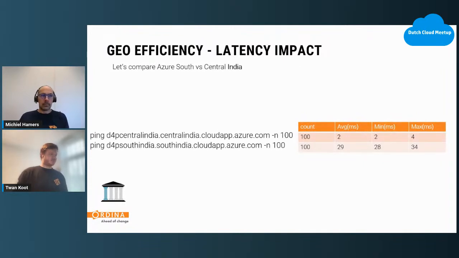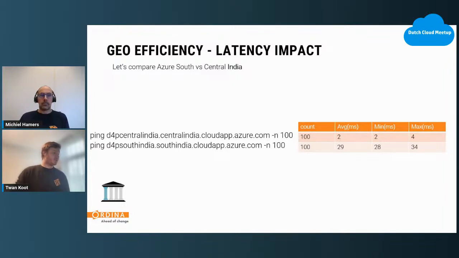So we did a ping from the hotel to central India, since we had fiber internet in India. We did it 100 times, and these are the results. As you see, we had a bare minimum latency of 2 milliseconds and a max of 4 milliseconds.